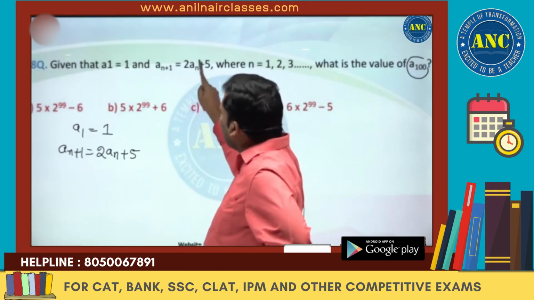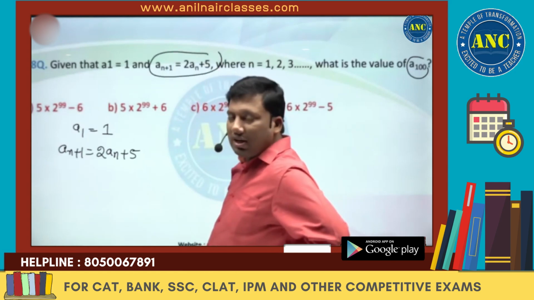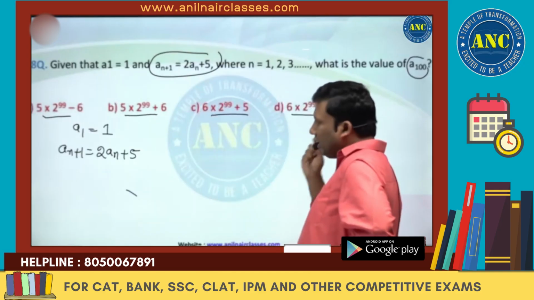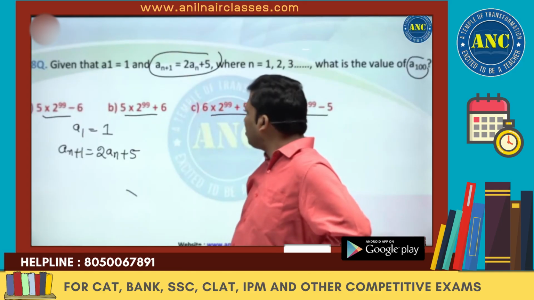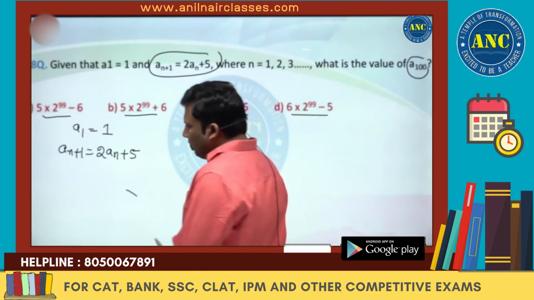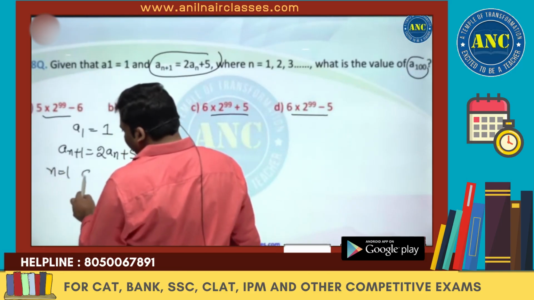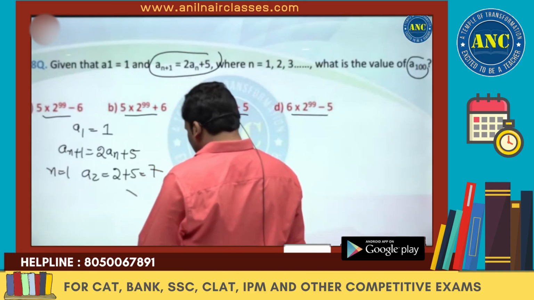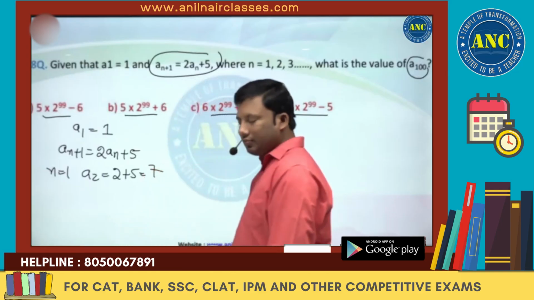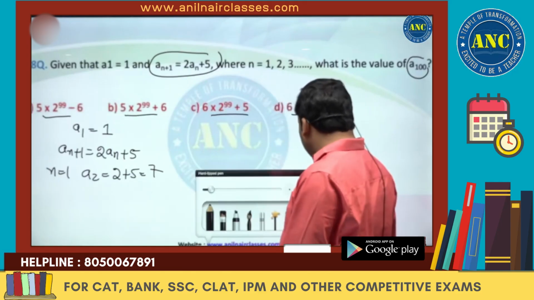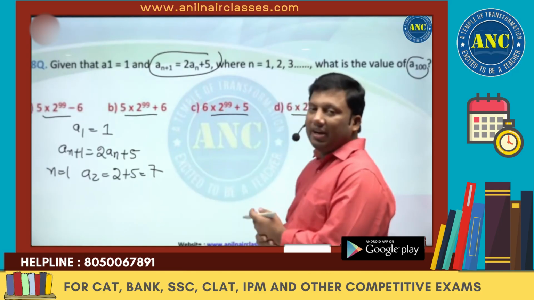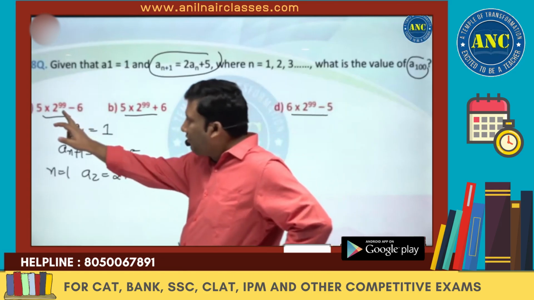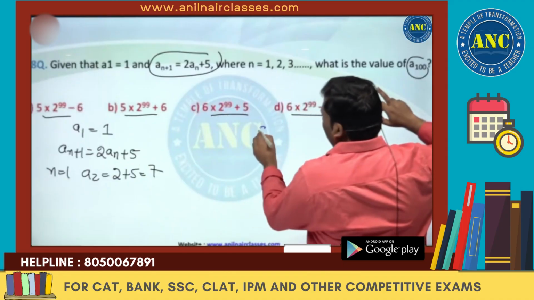Now what we will do is, question contains variables. Answer contains numerical values. So what we'll do is, we will substitute n equivalent to 1. a2 equivalent to 2 plus 5. a2 equivalent to 7. Now listen. a1 equivalent to 1. 1 plus 1 is 2. a2 equivalent to 7.